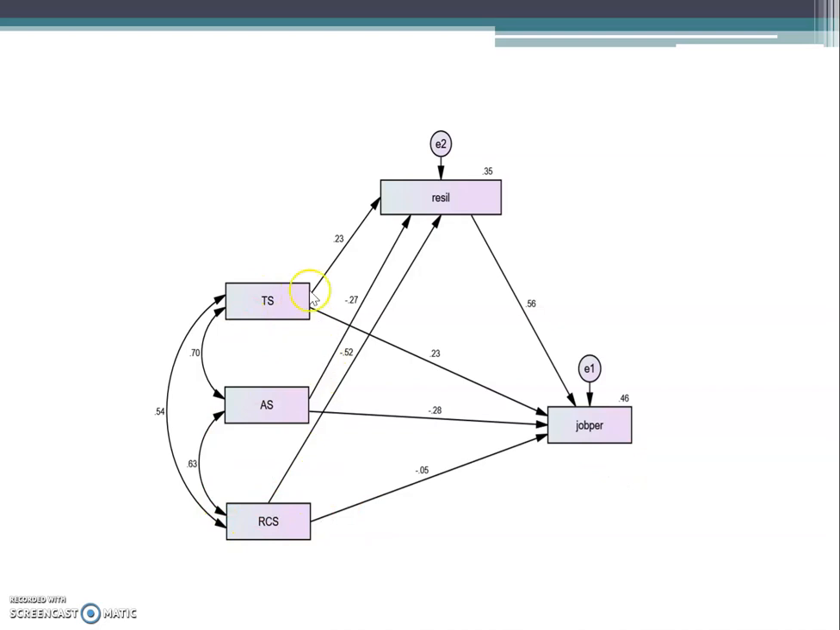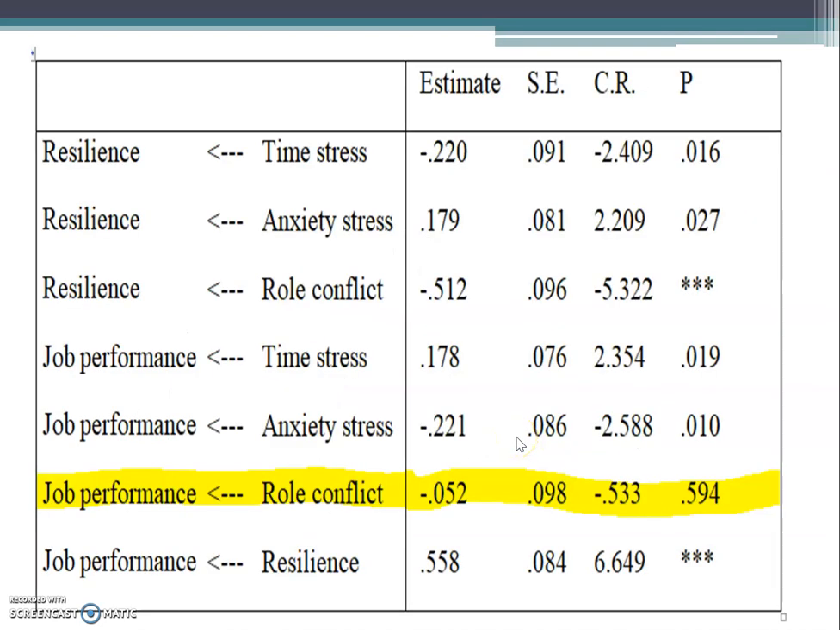So what is this study here? Again I repeat, all these three variables are independent variables, job performance is the dependent variable, resilience is the third variable, intervening variable or mediator. So when the mediator is introduced between these independent and dependent variables, what would be the result? That result we have tested. Through this what we understood: time stress has impact on job performance, that is the relationship is significant. The relationship between anxiety stress and job performance is significant. But the relationship between role conflict and job performance is insignificant. So here there is a full mediation effect. I think it is very clear. Thank you.